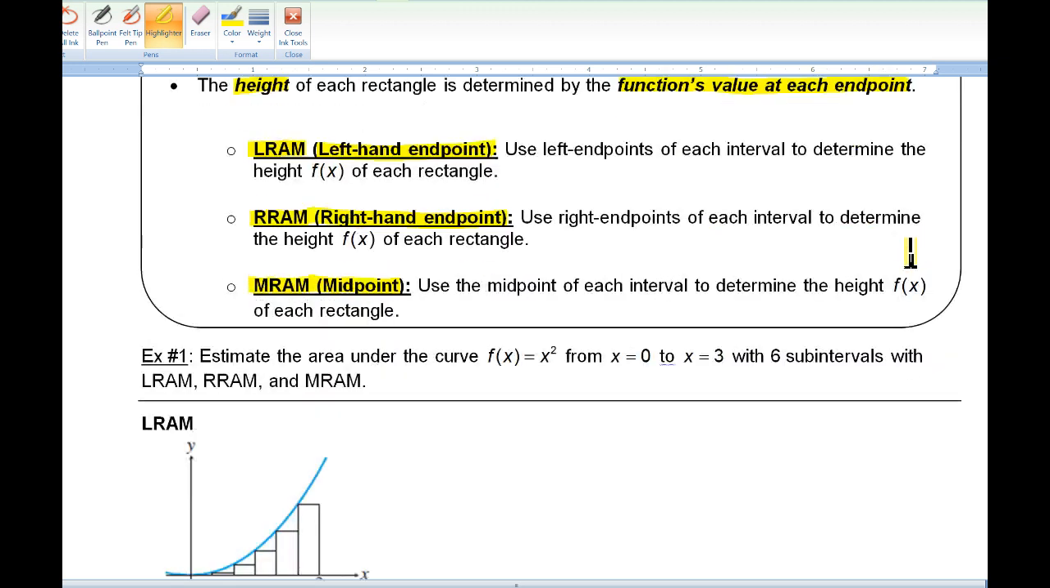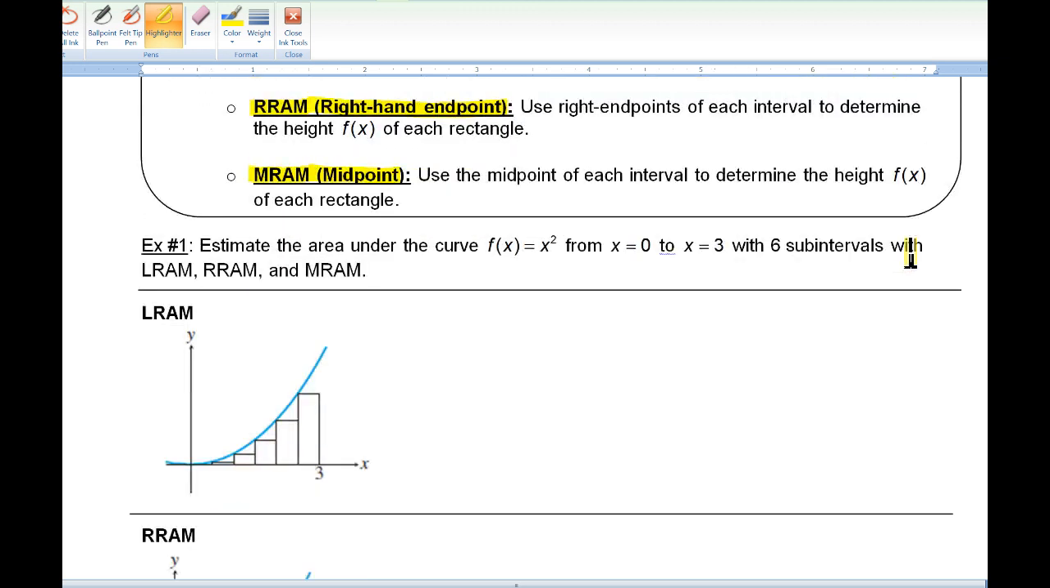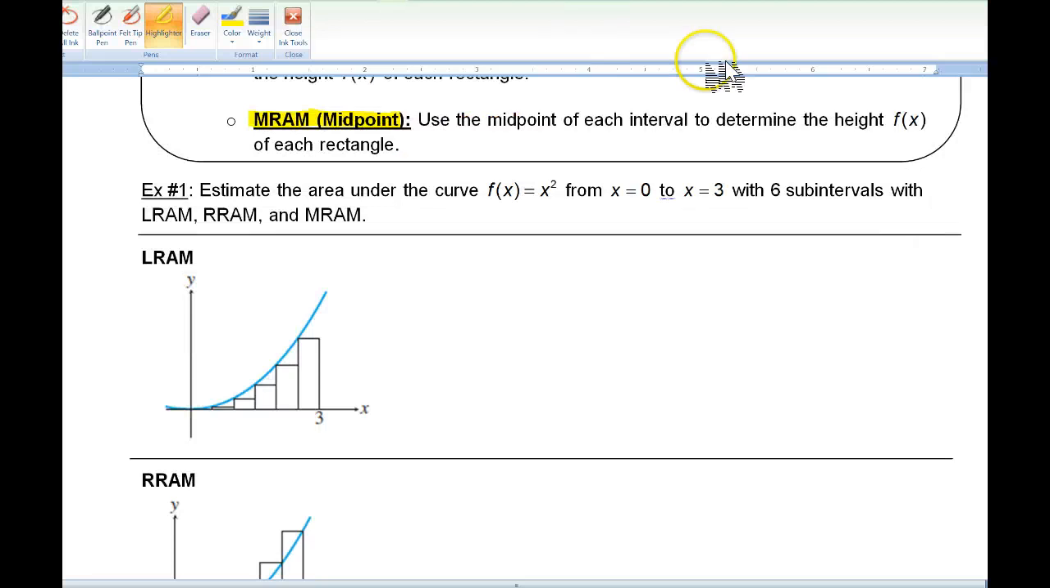Now that's kind of hard to picture until we see our first example. So let's look at the first example that we have here. First of all, you have to notice that the curve is x squared. Obviously the curve that we're using will depend on what our rectangles will look like. And we have the interval from 0 to 3, and we have 6 subintervals.